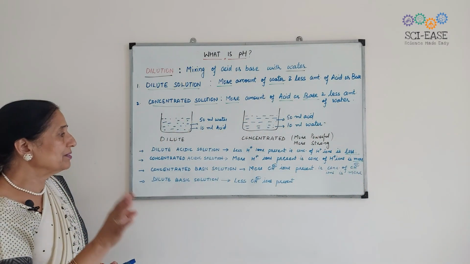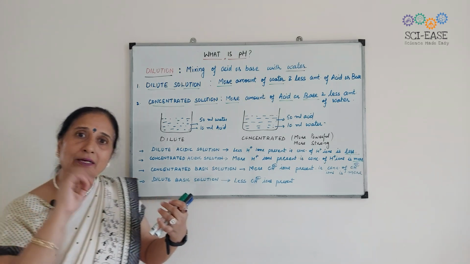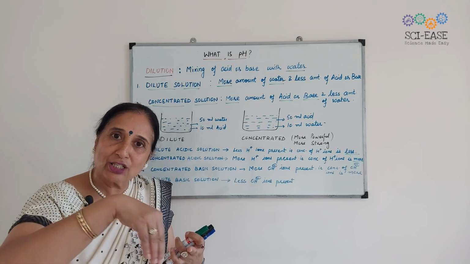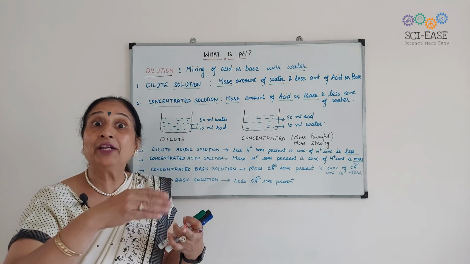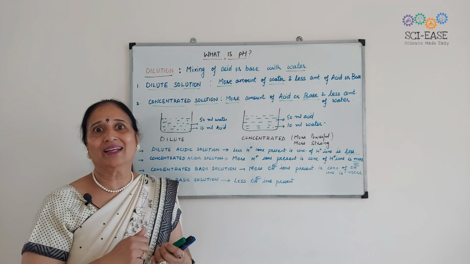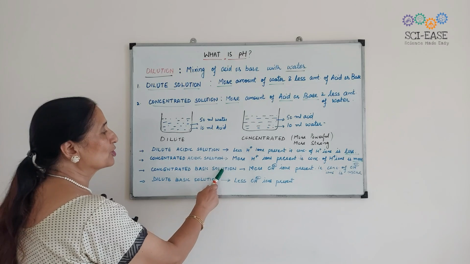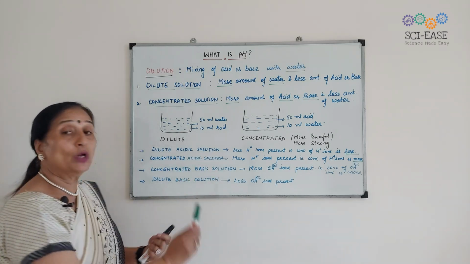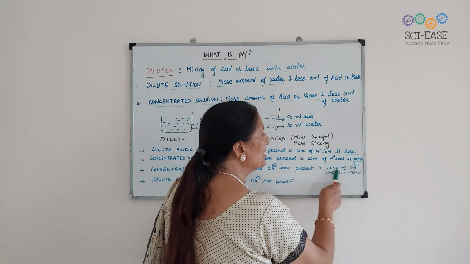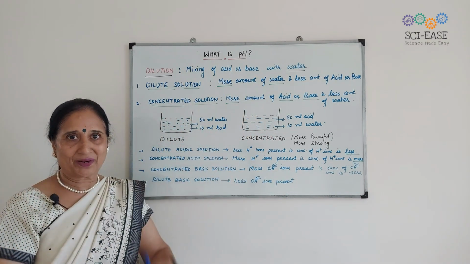Then comes the concentrated basic solution. What do you mean by a base? A base is a substance when it gets dissolved in water, it releases OH negative ions, hydroxyl ions. Okay? So, concentrated basic solution has more OH negative ions present. That is, concentration of the OH negative ions is more.